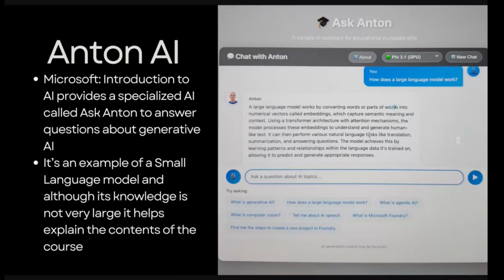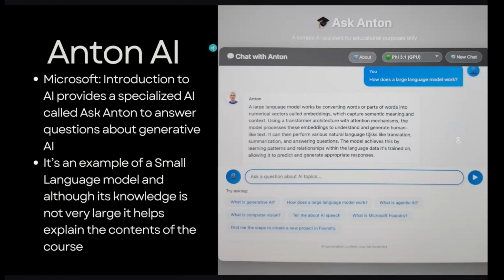And so this course actually had a really cool small language AI called Anton AI, and you could basically ask it questions about how generative AI works. And it gets really specific and really helps to explain it. And to the right is one of the questions I asked, which is, how does a large language model work? And it really helped me to understand the harder to explain information.